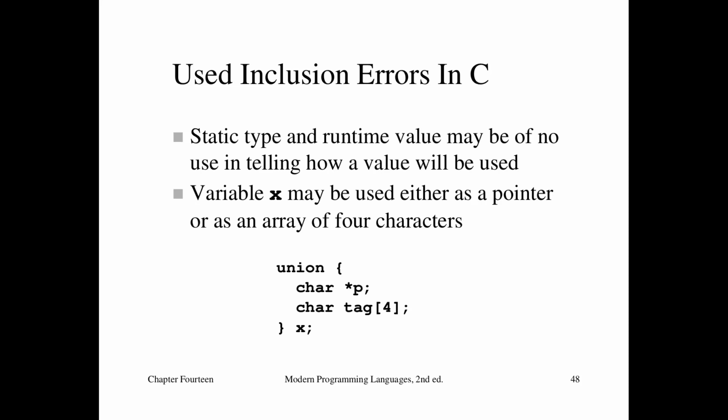The static type and runtime value may be of no use in telling us how a value will be used. If our variable x may be used either as a pointer or as an array of 4 characters, then we actually don't know if they're going to try to do math on it.